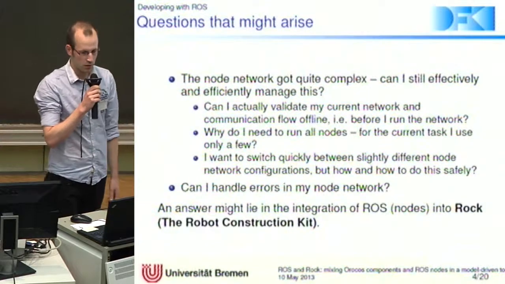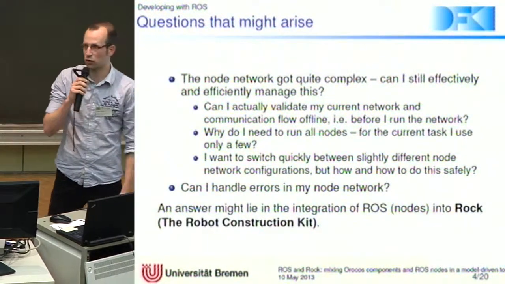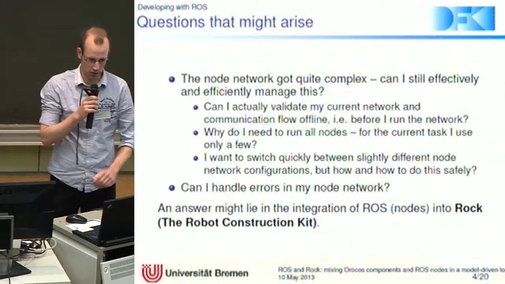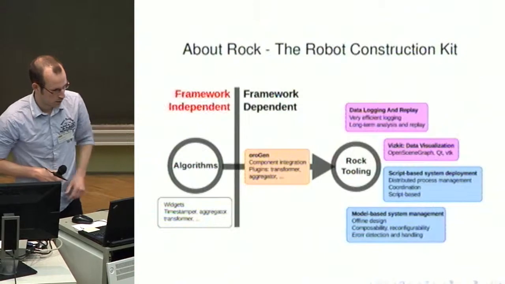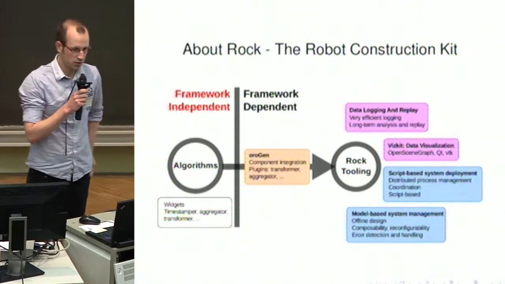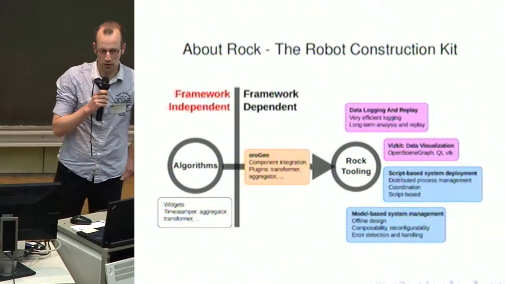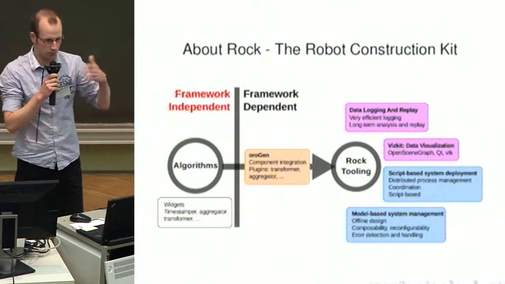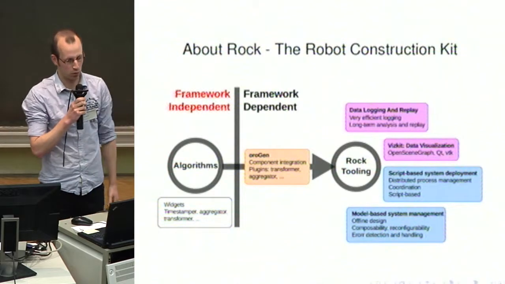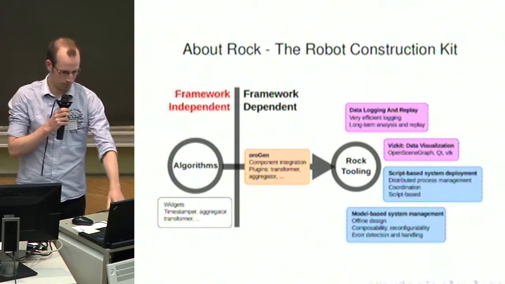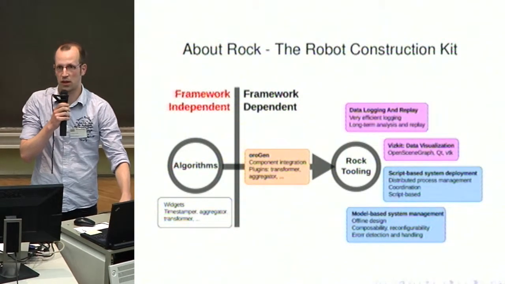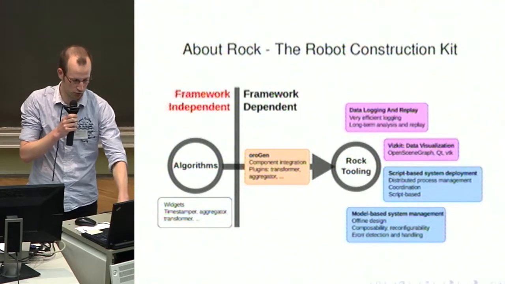And an answer might also lie in the integration of ROS into ROC. And ROC is here the Robot Construction Kit. I guess not many of you have heard of the Robot Construction Kit. What I try to emphasize here is we have a ROC independent part, meaning a framework independent part, and some framework dependent part as well. I will focus now on the creation of components. Components meaning similar to ROS nodes.